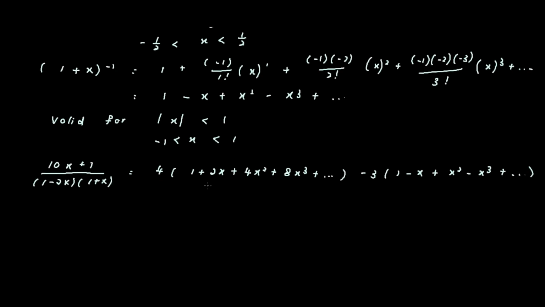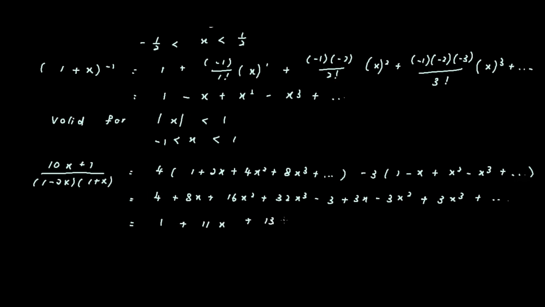Okay, so now you need to combine them together. It will be quite long. So 4 plus 8x plus 16x squared plus 32x cubed, minus 3 plus 3x minus 3x squared plus 3x cubed, plus so on. So you need to add them together for the number that you can solve. So 1 plus 11x plus 13x squared plus 35x cubed. Okay, so this will be your answer.